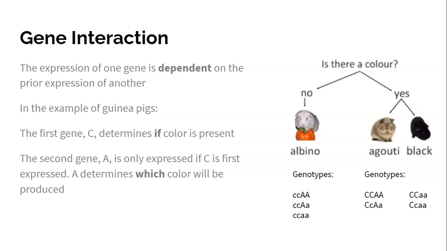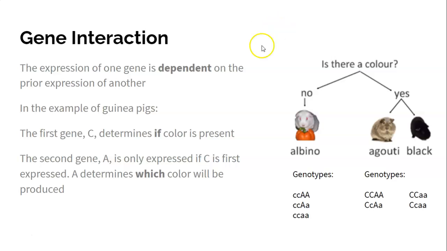Now, next on our list to talk about is gene interaction. Gene interaction is another fancy way of saying epistasis. I should say epistasis is a fancy way of saying gene interaction. So this is the idea that one gene is dependent on the expression of another. So in guinea pigs, there's a gene C that determines if color is present. And then a second gene A is only expressed if C is first expressed.